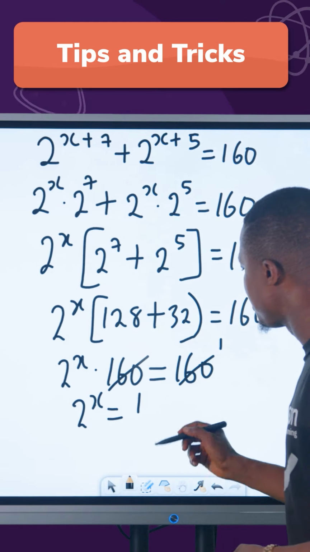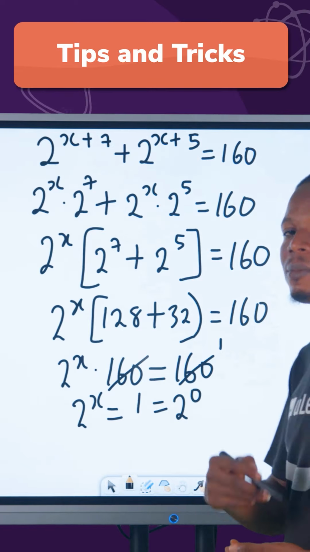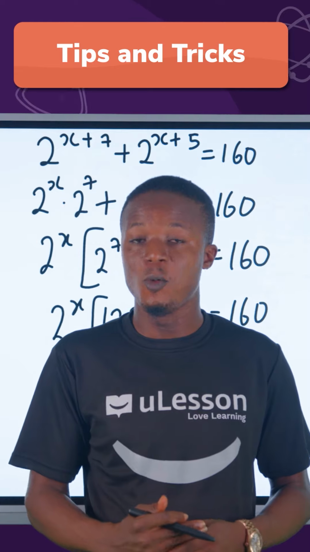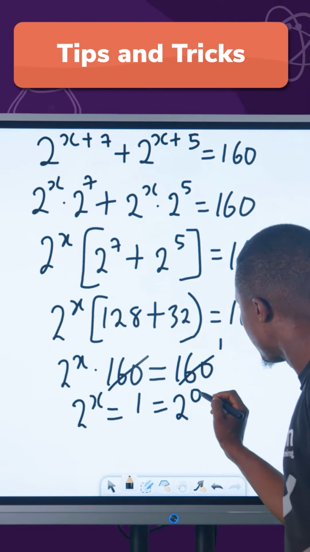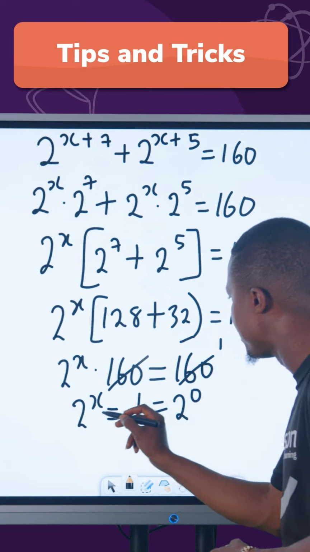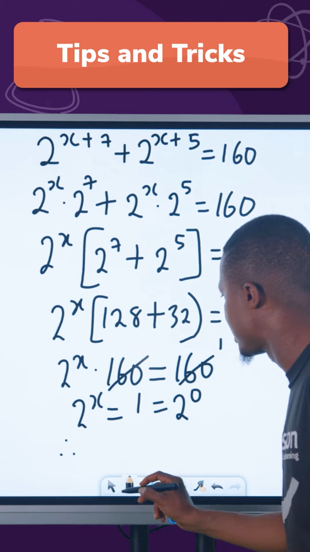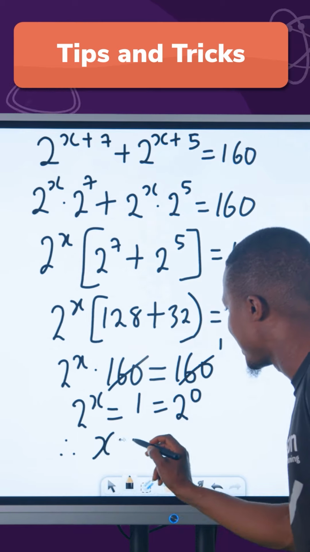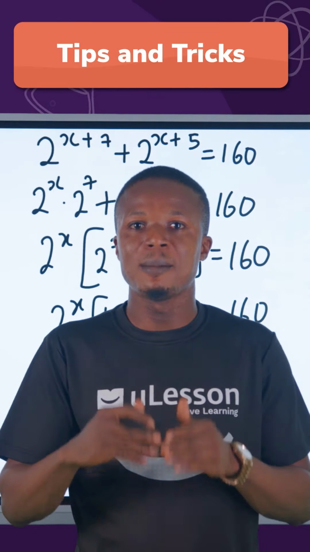And to solve this further, you know that this 1 can be written as 2 to the power of 0, because from the laws of indices, anything raised to the power of 0 must give us 1. And because the base is 2 here, I must use 2 raised to a power of 0 so that the bases will be the same. And if the bases are the same, you can equate their powers. Hence, since this is 2 and this is 2, I shall write that x is equal to 0. And that is just the solution to this particular problem.